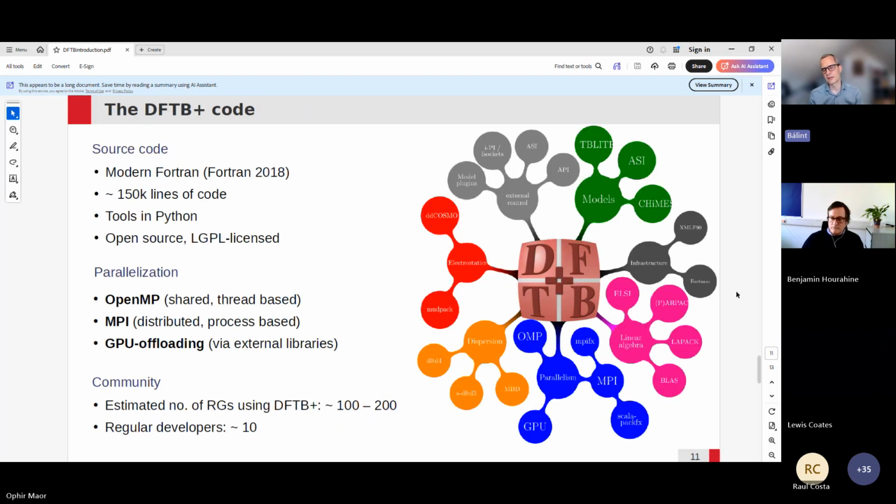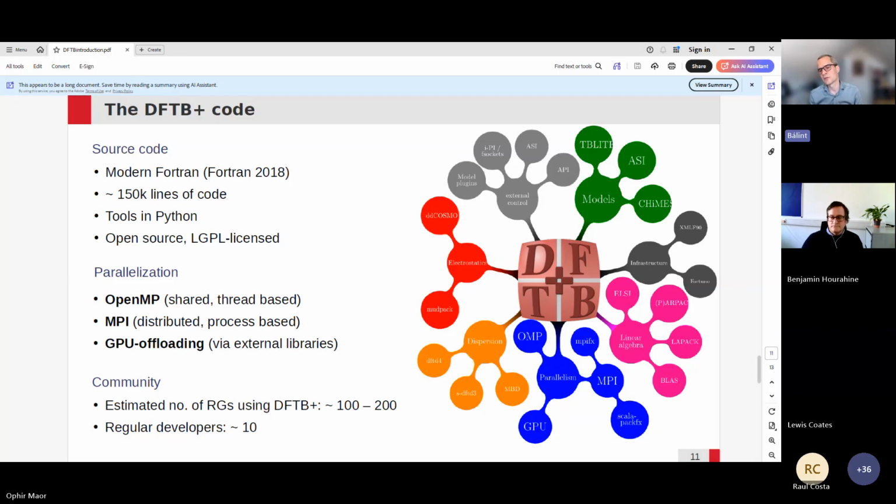Basically this simulation method, among others, this DFTB method, is implemented in the so-called DFTB Plus code, and that's the one you will have to deal with. Just to tell something about the project: it's a modern Fortran code. Modern Fortran means we really have even things from the Fortran 2018 standard. Whenever it makes sense, it's object-oriented, as a modern language and project very often should be. We are talking about roughly 150,000 lines of code. Some of the tool chains around the code are written in Python, and this is an open source project under the LGPL license.